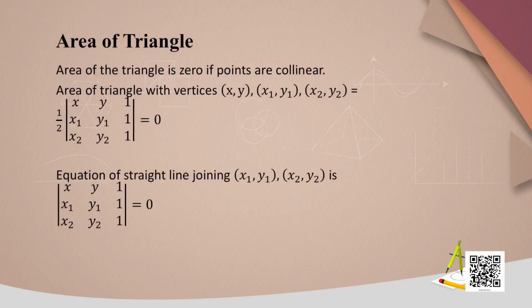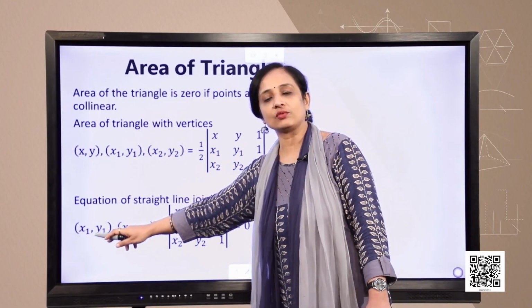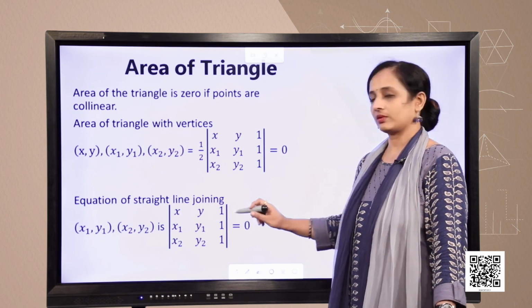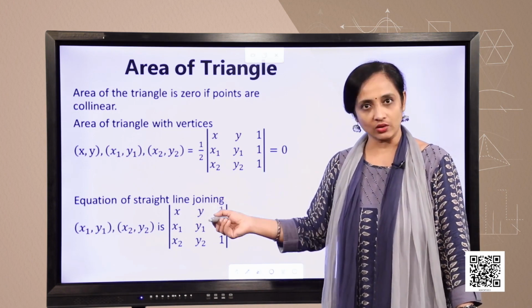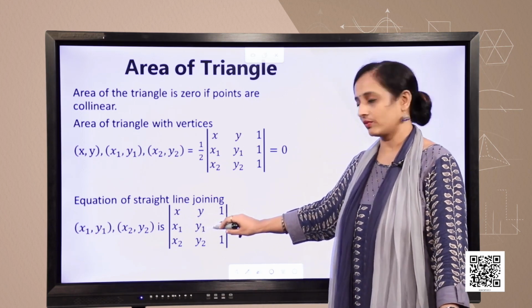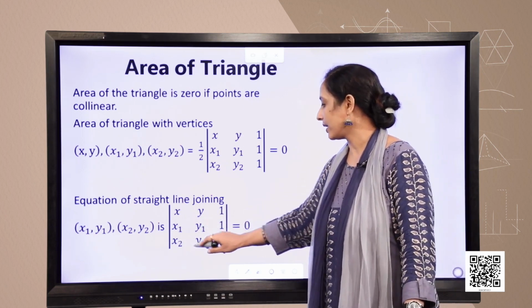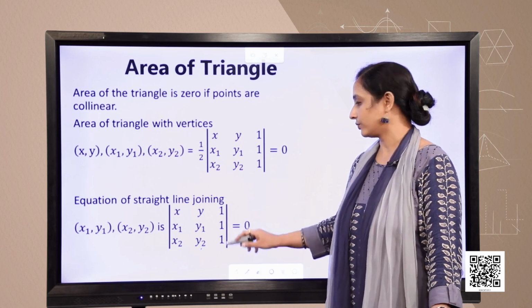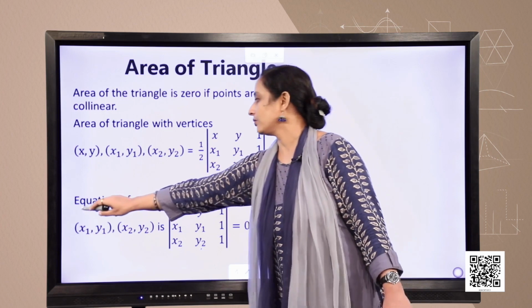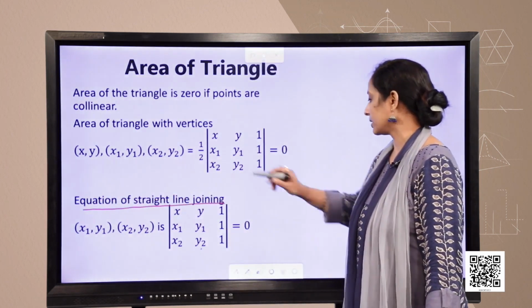So let's learn this area of triangle. We extend this concept by writing equation of straight line joining these 2 points x1 y1 and x2 y2. So write x, y as any general coordinate on the line. Then write first coordinate x1 y1, write the second point x2 y2, write down 1 in column 3, that's equal to 0. So this is giving you equation of straight line.